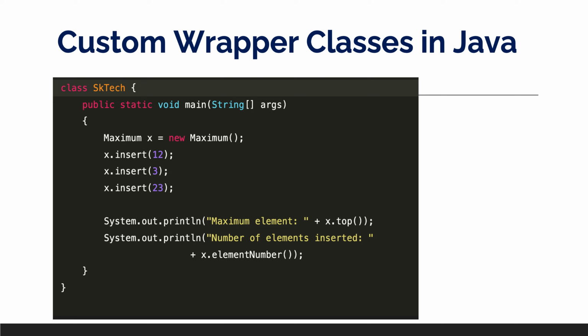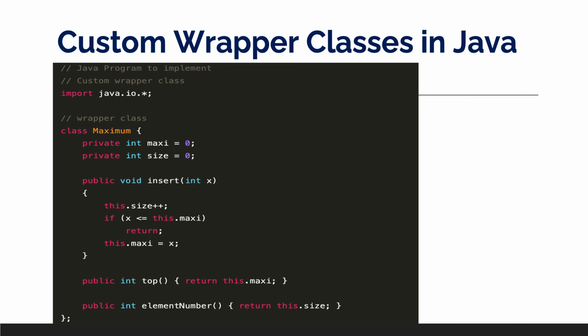How can we do this? Let's say we have created one main method. Inside the main method we can create an object of our Maximum class, similar to any other class, and using the insert method that we have created we can use it, right? So we can insert multiple values. What this is going to do, basically, is prepare a queue or stack similar to the implementation.